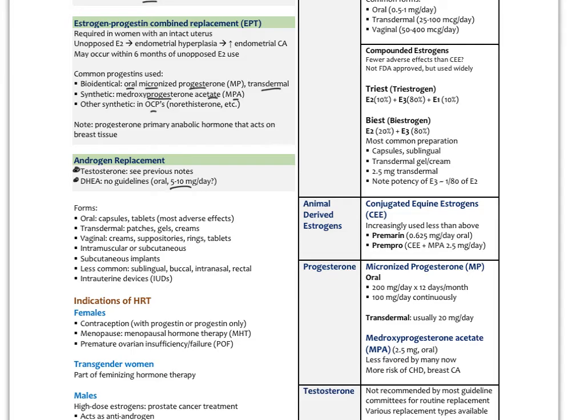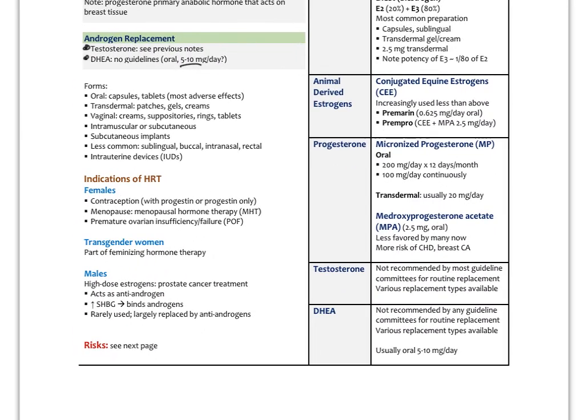What are the indications for HRT? Well, in females, one indication would be contraception, and that's with either progestin or progesterone only. The way that works is essentially to shut off the gonadotropins from the pituitary, so it's interfering with the ovulation cycle and so forth. In menopause, this is part of what's called menopausal hormone therapy. That would be an indication for HRT, and I'll talk about the risks and the benefits of that as we go.